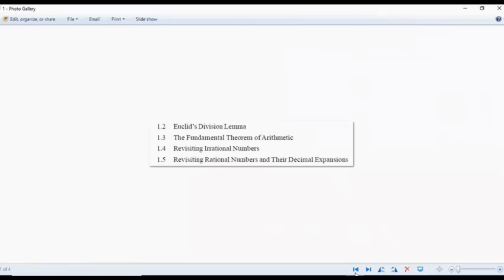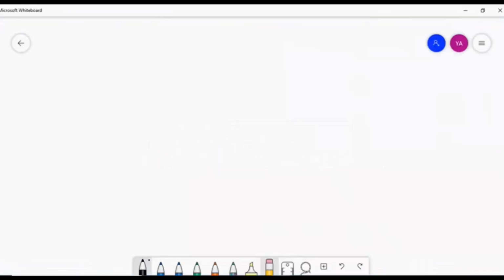This is a little bit easy. Revisiting rational numbers and their decimal expansions. You have already studied rational numbers and decimal forms in 9th standard. The general form of a rational number is p by q, where q is not equal to 0.